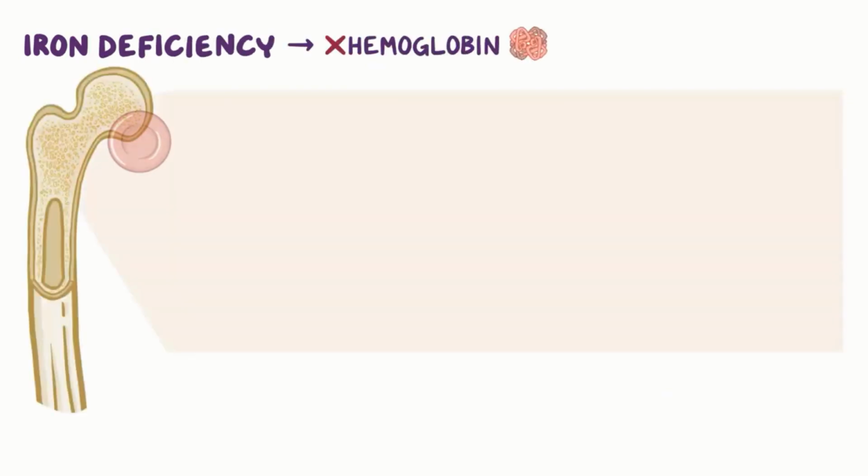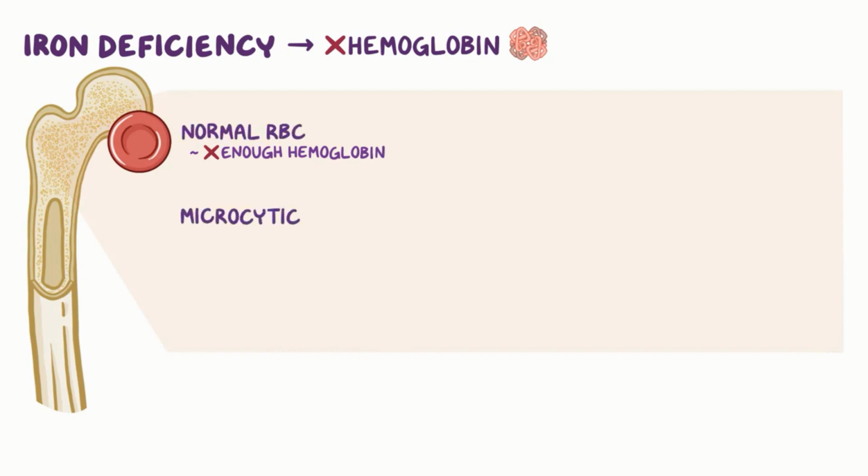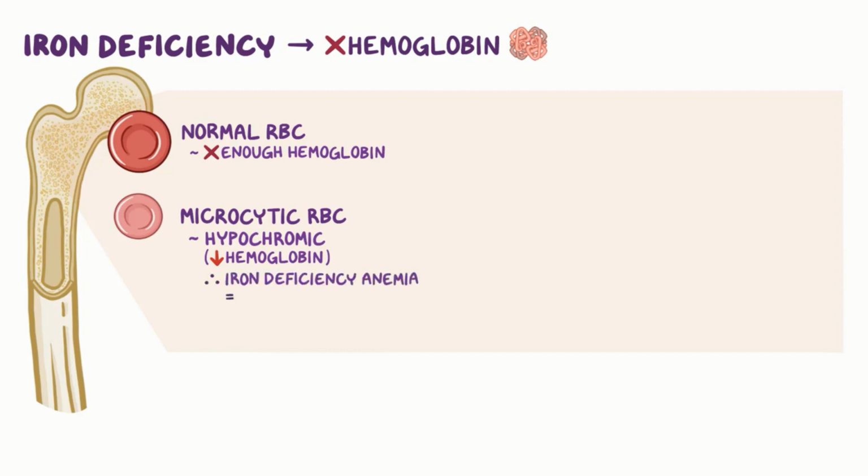Now, regardless of the cause, iron deficiency leads to impaired hemoglobin production. Since there's not enough hemoglobin for a normal-sized red blood cell, the bone marrow starts pumping out microcytic, or smaller, red blood cells. These cells that contain less hemoglobin are called hypochromic, since they appear pale. So, iron deficiency anemia is also called microcytic hypochromic anemia.